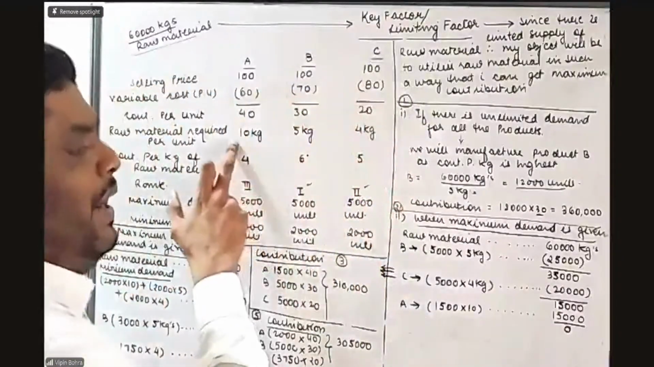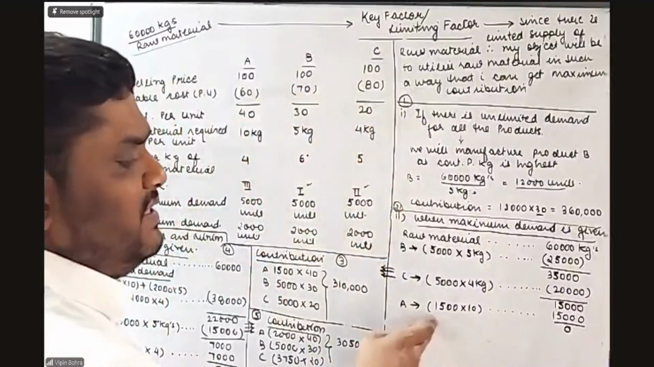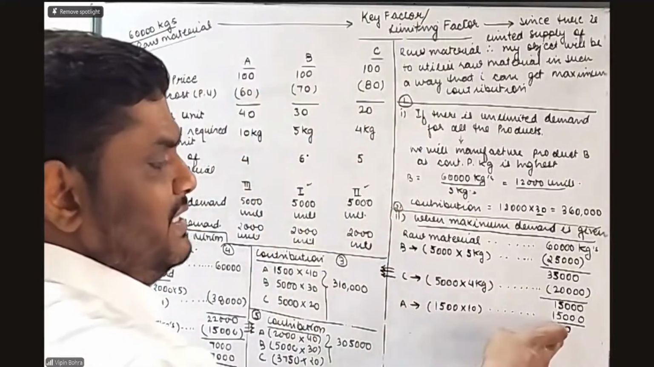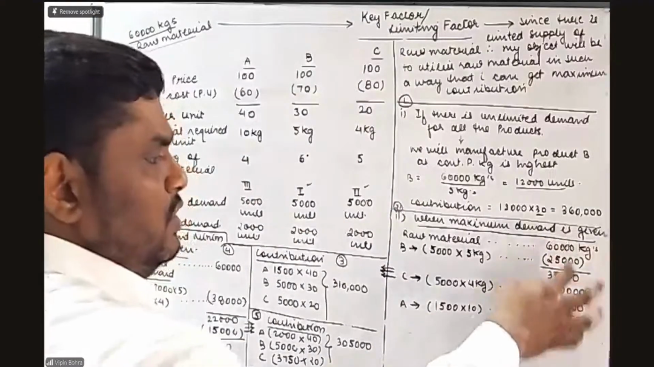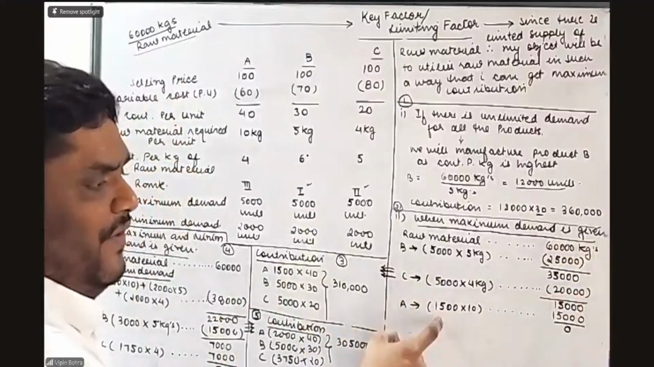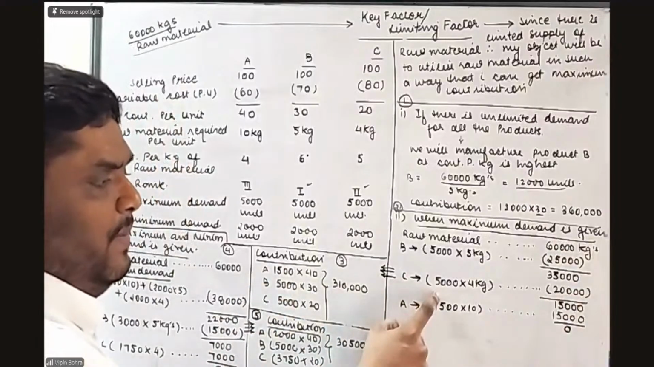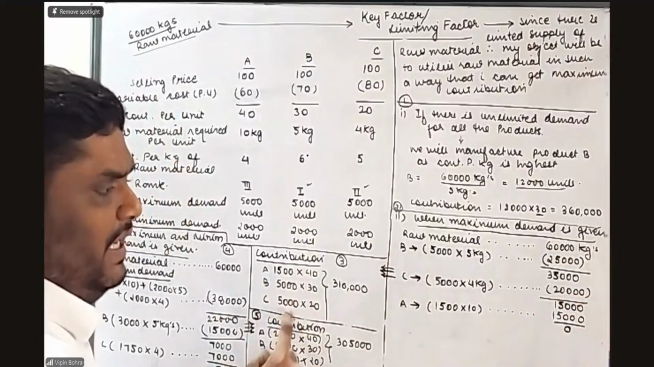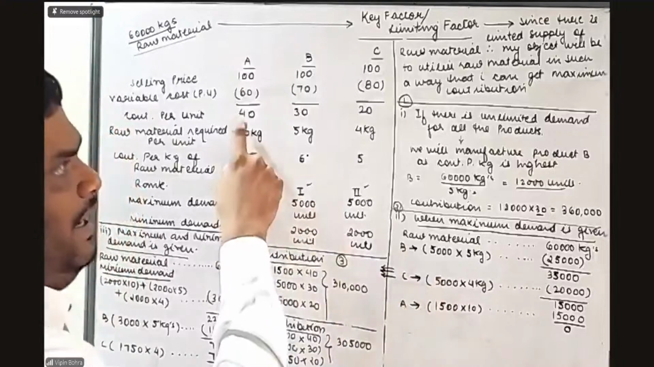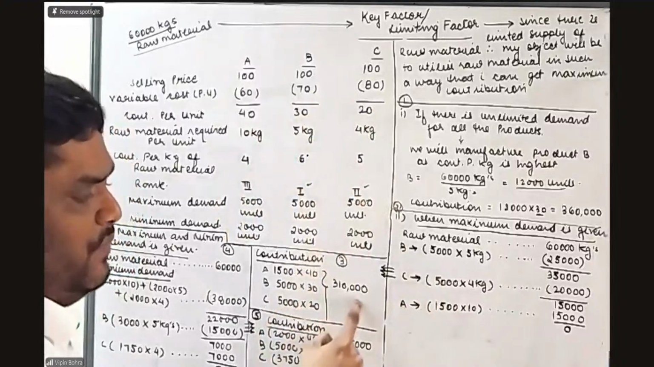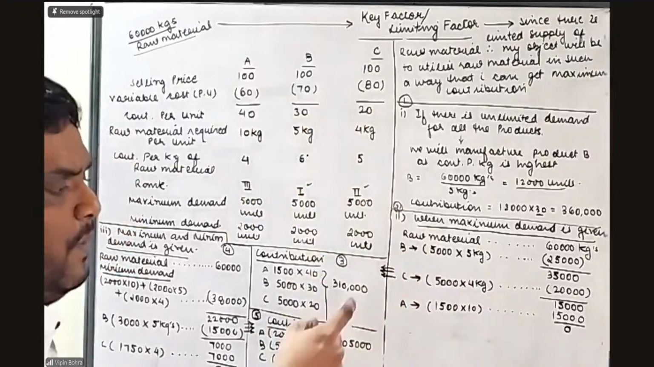So after making C also, we have 15,000 kgs in hand. So one unit requires 10 kgs. So we can manufacture 1500 units, 1500 into 10 kgs, 15,000, zero left. So herein for A, we manufactured 1500. For B, we manufactured 5,000. And for C, we manufactured 5,000, into 40, 30, and 20. This is my contribution for this problem.